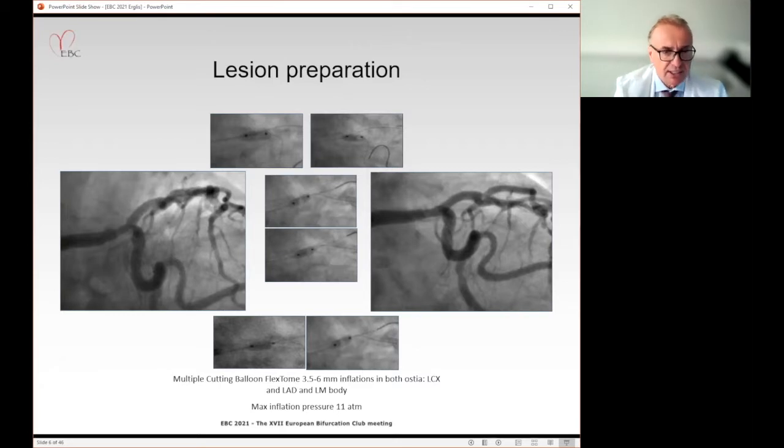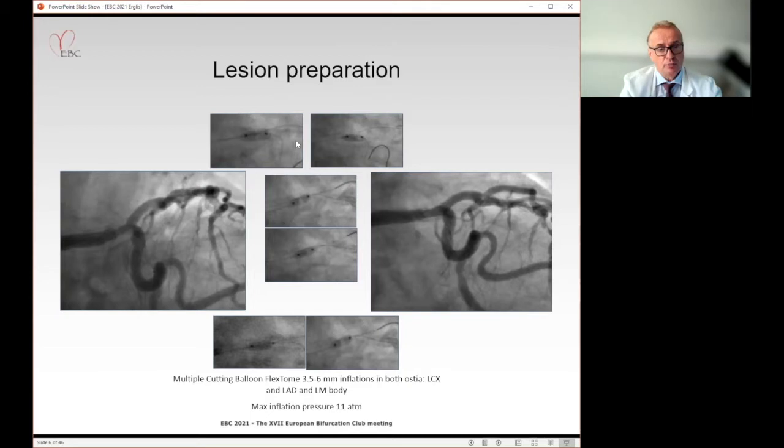But of course, in other cases we can't fix this if we use only one stent, and we need to prepare also for a second stent. But in this particular case, we really thought that maybe we will be happy with one stent. And as you see here, how it's done.